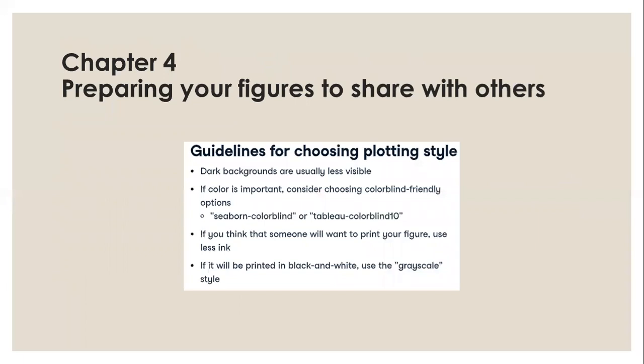Chapter 4 is preparing your figures to share with others. There are some guidelines for choosing plotting style. Dark backgrounds are usually less visible. If color is important, consider choosing colorblind friendly options like Seaborn colorblind or Tableau colorblind 10. If you think that someone will want to print your figure, use less ink. If it will be printed in black and white, use the grayscale style.